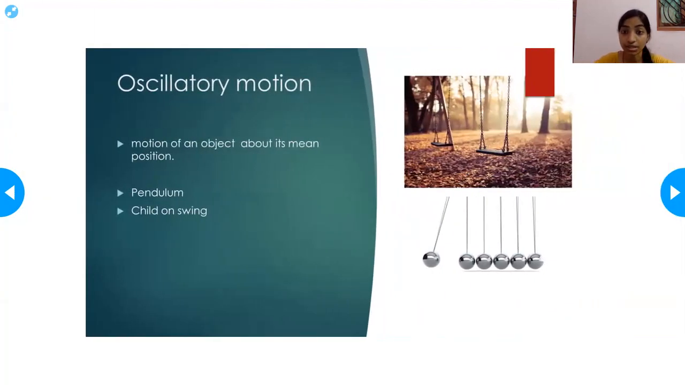Oscillatory motion, on the other hand, is moving to and fro. For example, you move from one position, you go to the other position, and then you come back. Like you have seen the experiment of simple pendulum. It moves about the mean position, that is the center position. For example, a swing, you push it, it moves in front, and then it comes back. Those are examples of oscillatory motion.